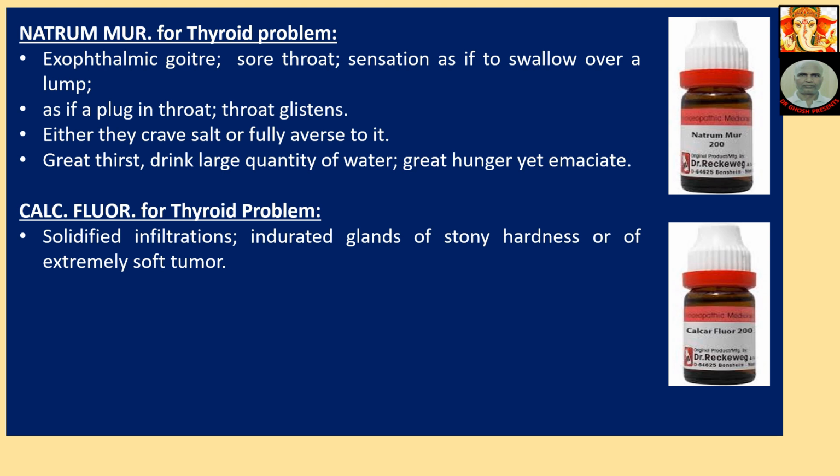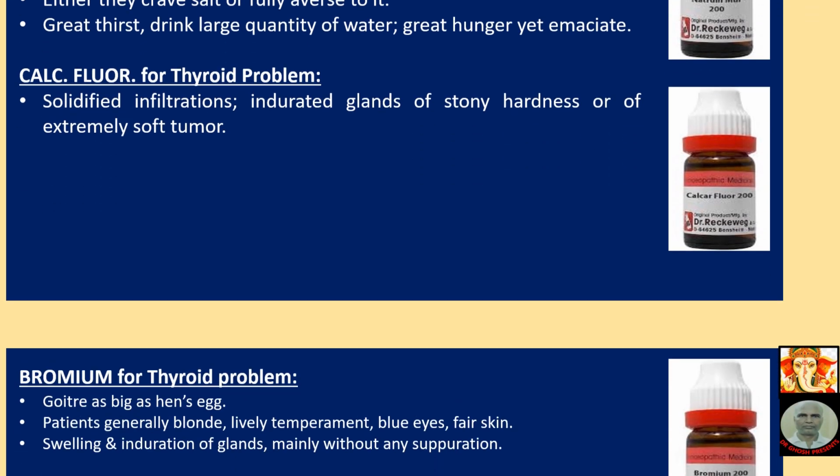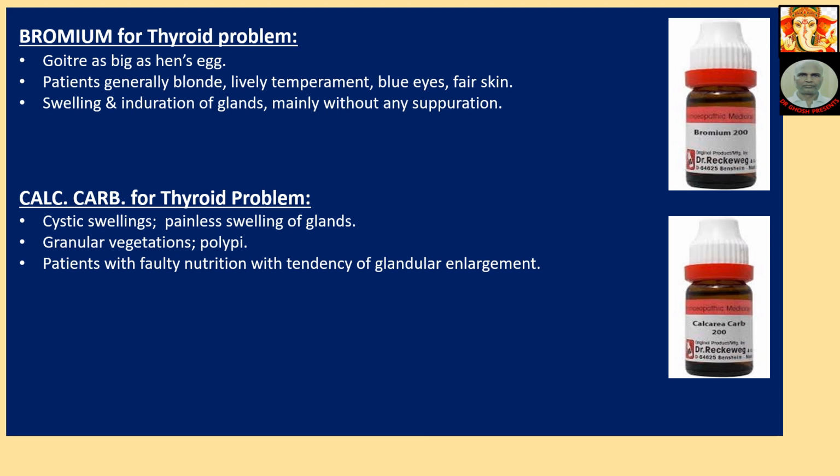Calcarea fluorica for thyroid problem. Solidified infiltration, indurated glands of stony hardness or of extremely soft tumor. Bromium for thyroid problem. Goiter as big as a hen's egg. Patients generally blonde, lively temperament, blue eyes, fair skin, swelling and induration of glands, mainly without any suppuration.